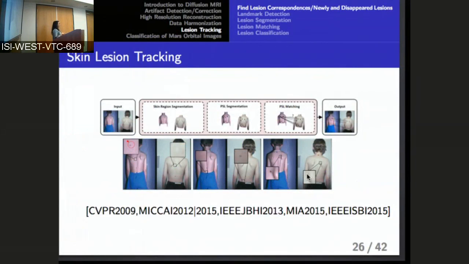Why were we doing this? Because it has been shown that pigmented skin lesions, PSL, or moles on the back of the patient are an important risk factor for malignant melanoma. So that's why we need to have this pipeline.